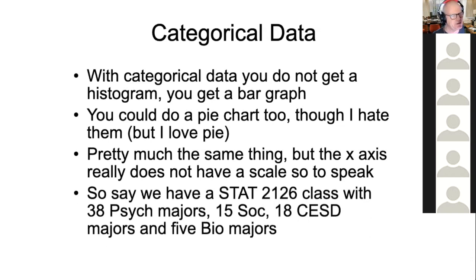So let's say we have stats 2126. This is not an uncommon distribution. In fact, this was taken from when I first made this slide up, which was in 2006. This actually was in my 2126 class this time. So I had 38 psych majors, 15 sociology. They don't take 2126 anymore. 18 CESD, they don't take it anymore. And biology have their own stats class now. So usually now it's all psych students, or almost completely. It's usually a few geography people. And sometimes there's the odd person from business.